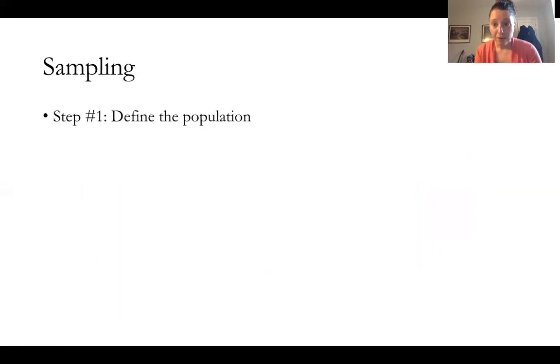The 3 steps to figuring out sampling. The first is you define your population. Are you making inferences about the entire United States? Are you making inferences about South Carolina residents? Are you making inferences about every speech given by a president ever? These are your populations, and you have to know what they are, and you have to define them. Who or what are you trying to make statements about overall?